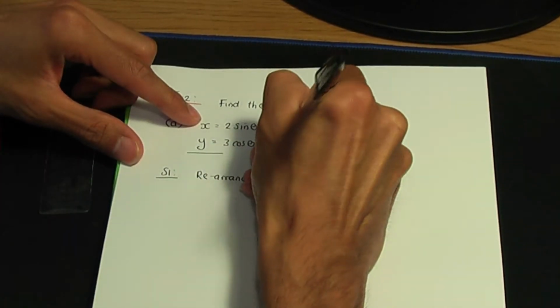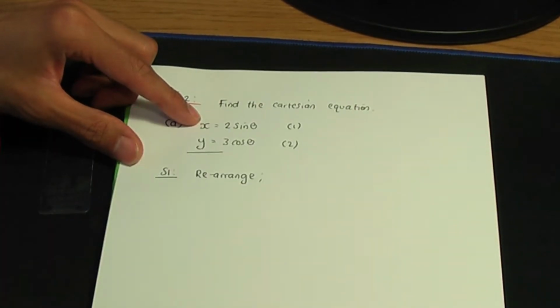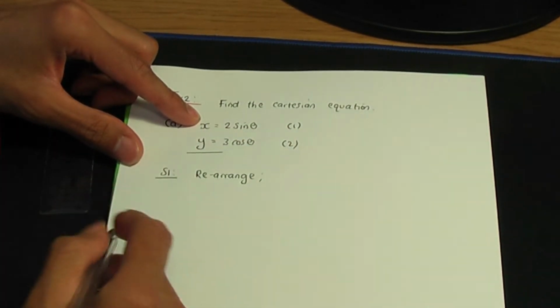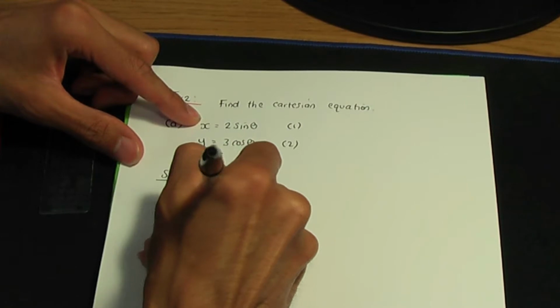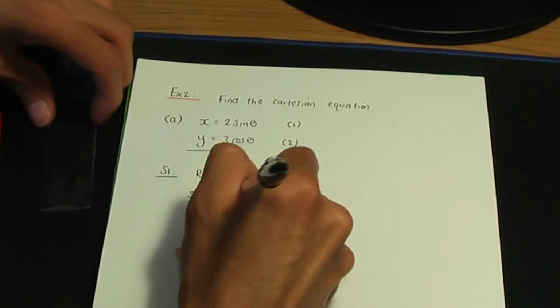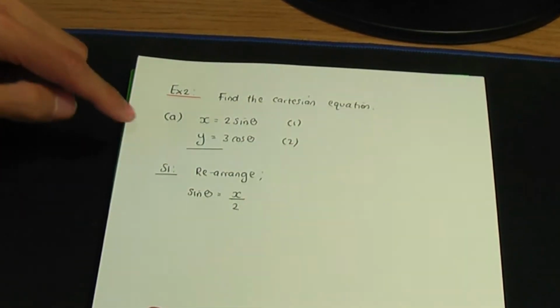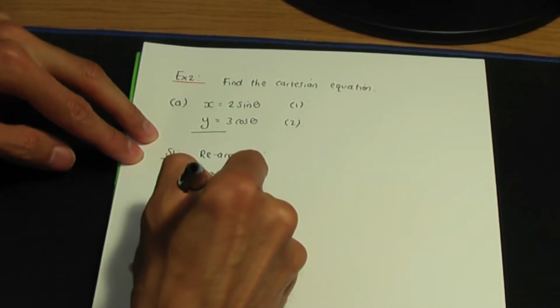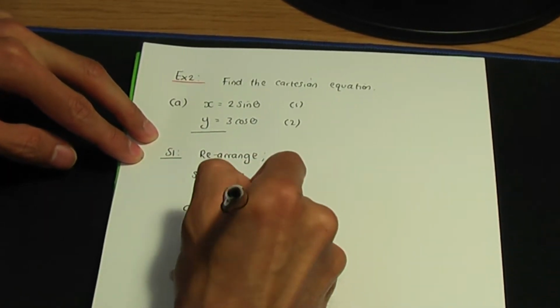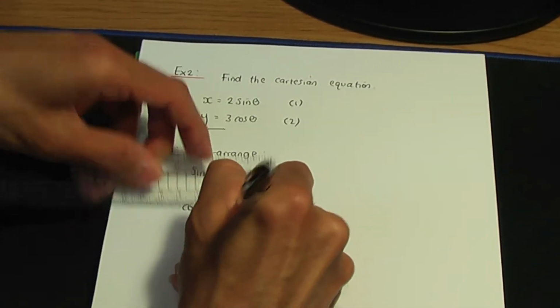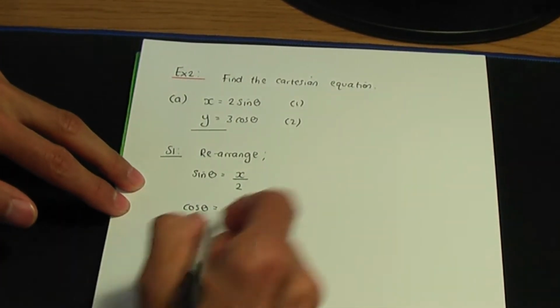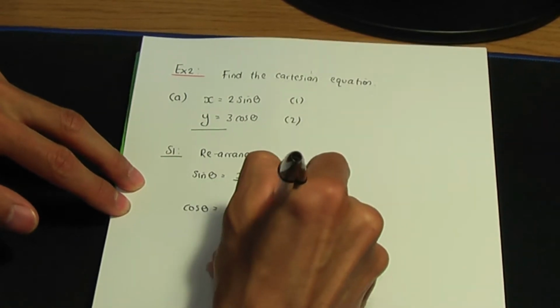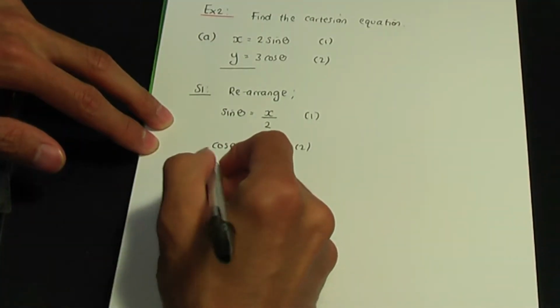So if I name these equations 1 and 2 respectively, if I take equation 1, sine theta when I rearrange will be x over 2. And if I take equation 2 and rearrange for cos theta, it is y over 3. Okay? So that is 1 and 2 rearranged.